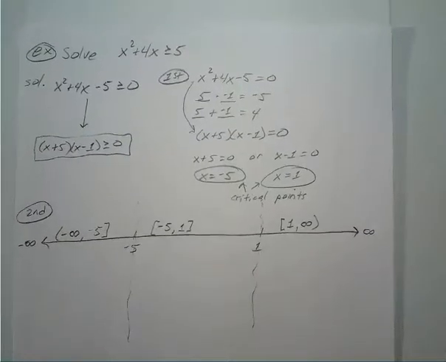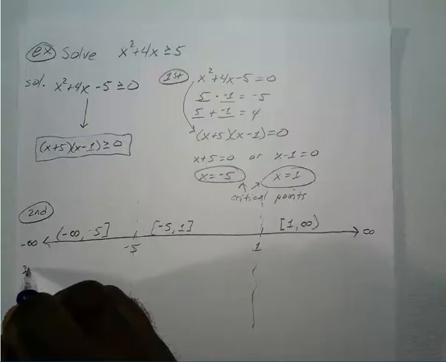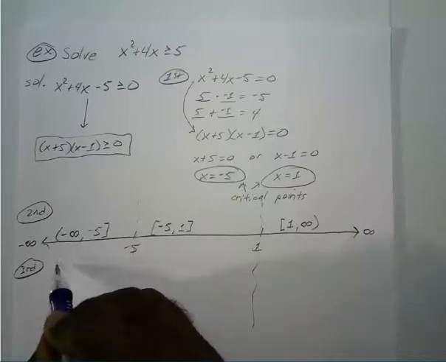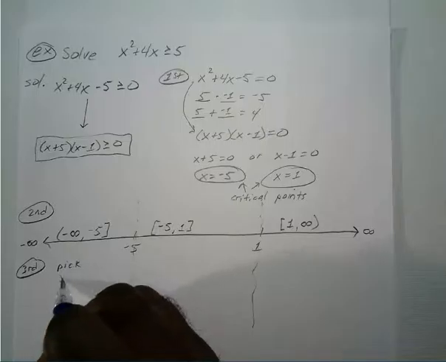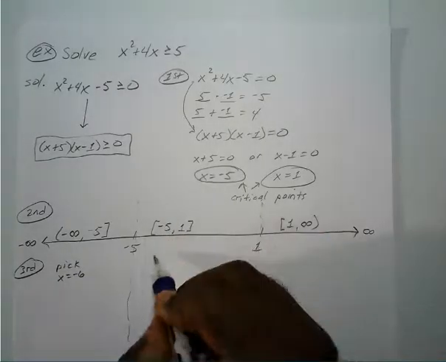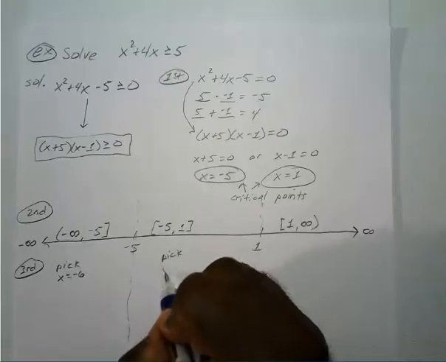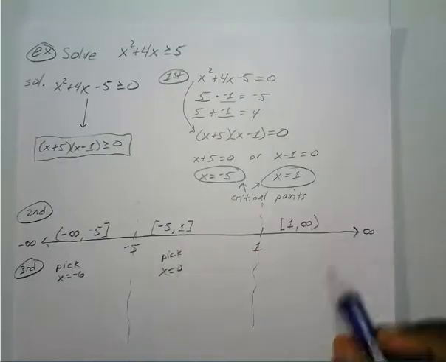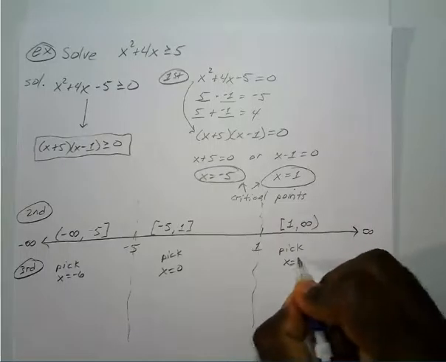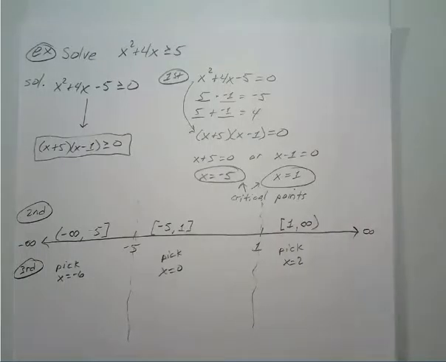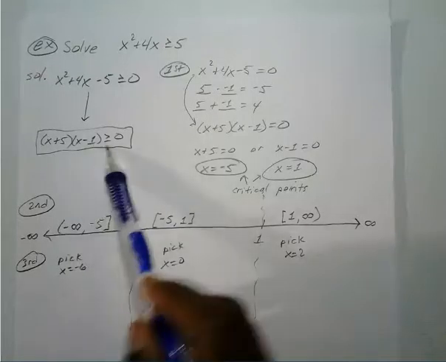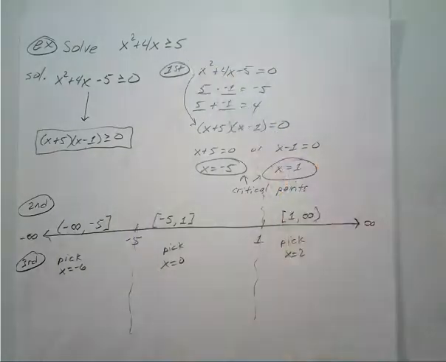All right. So now we go to our third step where we pick our test values. From negative infinity to negative 5, I'll pick x equals negative 6. From negative 5 to 1, I'll pick x equals 0. And from 1 to infinity, I'll pick x equals 2. Okay. So we're going to go ahead and plug it into this one since it's an equivalent to our original.